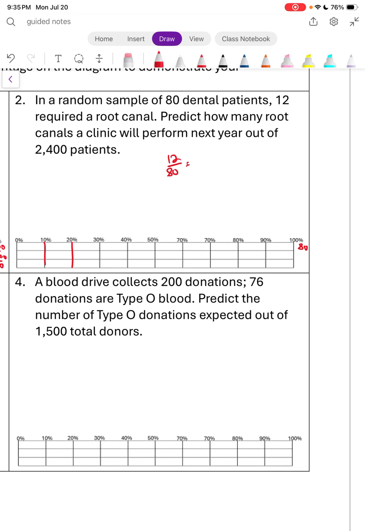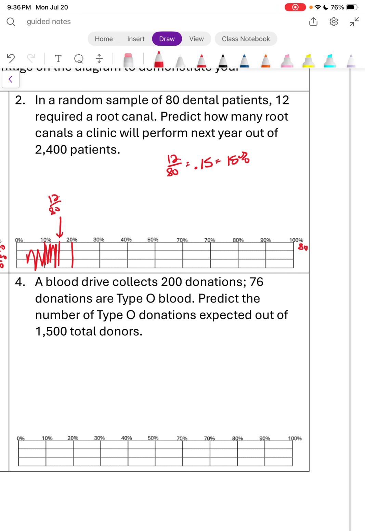That's how I'm going to find my answer. And when I divide that, I get 0.15, or 15% of them, which is exactly right in the middle of that. So out of the 80 dental patients, the 12 out of 80 falls exactly right there. Let's go ahead and read the rest of the problem.